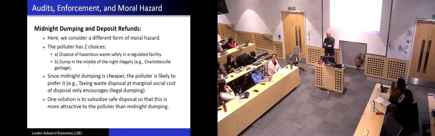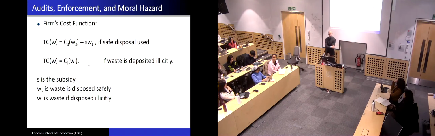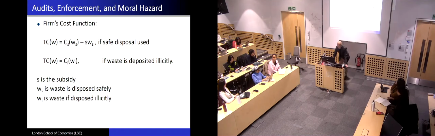That's going to make it more attractive for firms to actually use safe disposal. Okay. So how are we going to do that? Right. So this is the firm's cost function. Total cost here depends on whether the firm decides to safely dispose their waste or not. If they dispose it safely, they have the following thing. So this is their private cost. So CS depends on how much waste they actually dispose, minus the subsidy they will get for safe disposal.